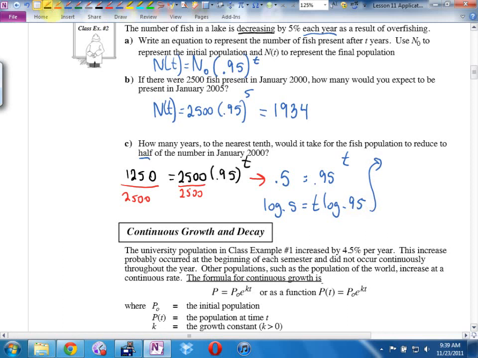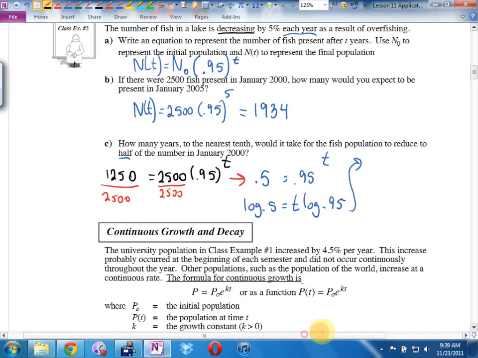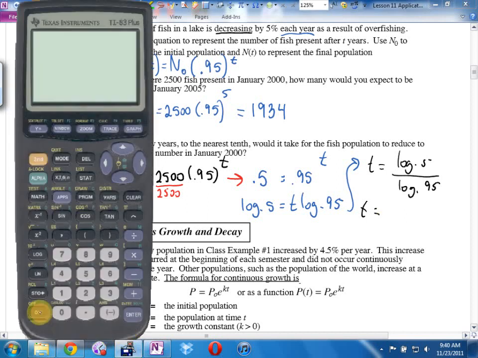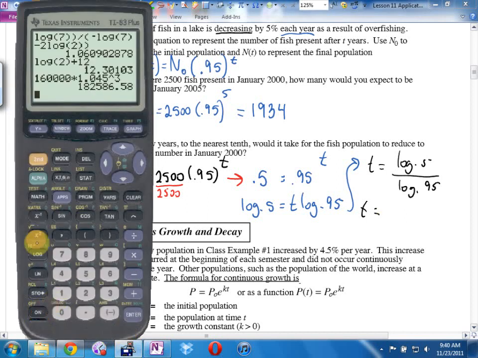I'm going to tell you, you don't have 10 years until you're down 50%. How many years? 14? Says to the nearest what in the question? Tenth. Read the instructions for rounding, right? You got 13 and a half years.